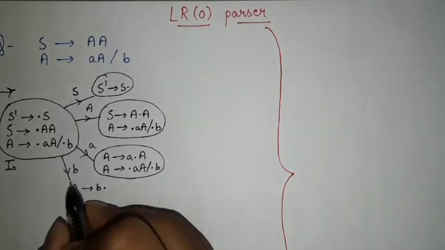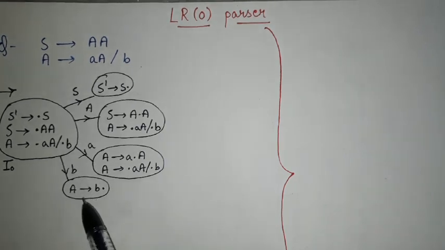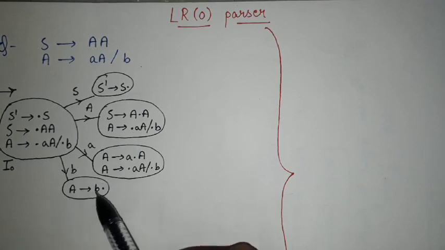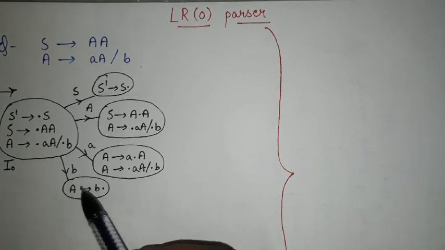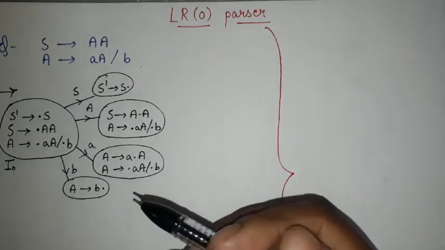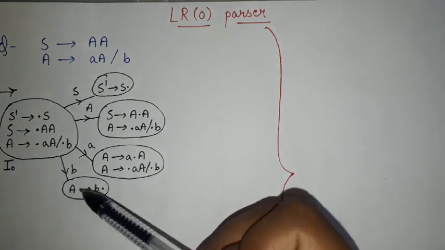Now here the dot is at the end. So I can say that this whole production A gives B has been parsed, and this is known as my reduced state. Reduced state means the state in which my whole parsing ends. So what is the use of reduced state? At the time of filling the table, the reduced states will be filled in a different way. I will show you that. Fine. So yes, for this production we have completed the whole parsing.